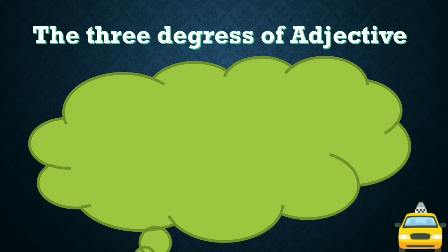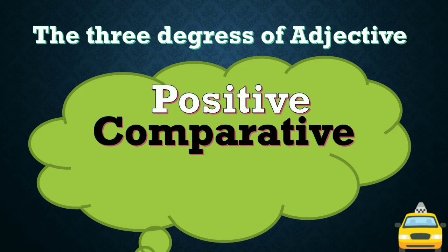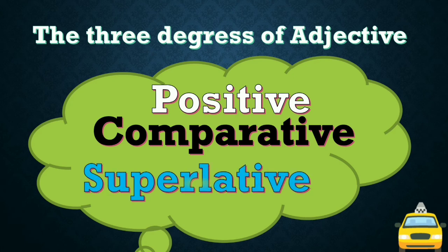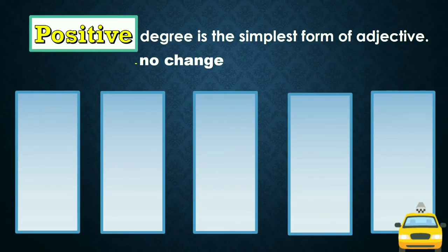Number 1, what is this? Positive. And then comparative. And the last one is superlative. Kids, do you have an idea what positive is? The positive degree is the simplest form of an adjective. No change. What are the adjectives of color? How about size, shape, taste, and kind?